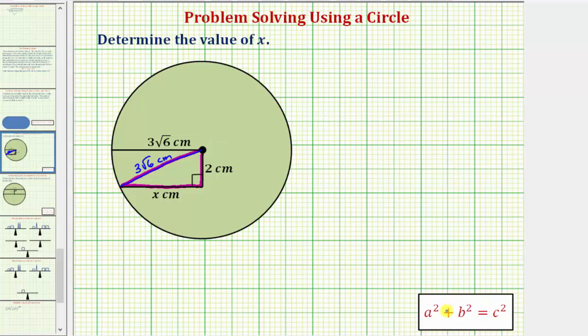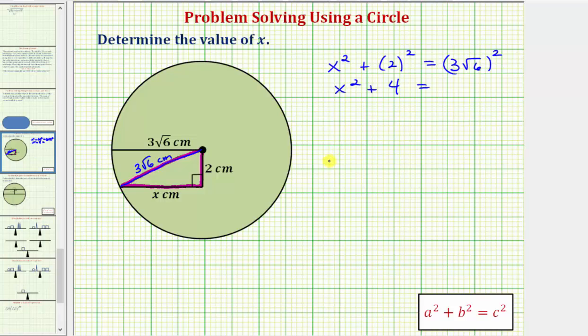So using the Pythagorean theorem, if we let a equal x and b equal 2, we'd have the equation x squared plus 2 squared equals 3 square root 6 squared. So we'd have x squared plus 2 squared is 4 equals, now let's show some work on 3 square root 6 squared.